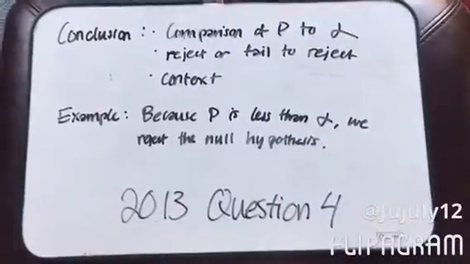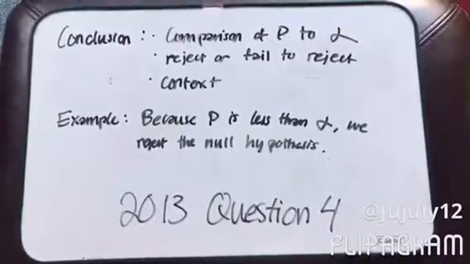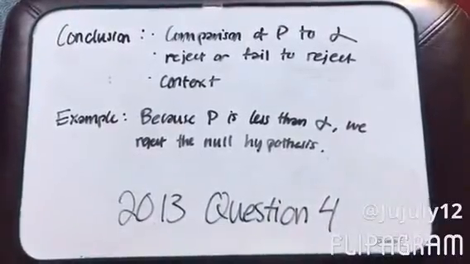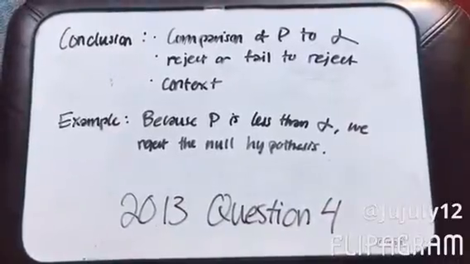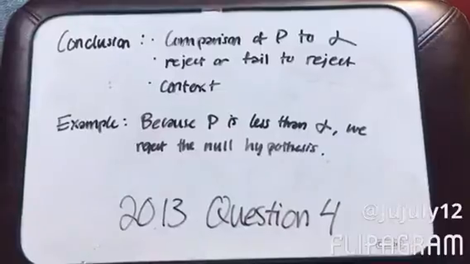For the conclusion, you need three things: comparison of the p-value to the significance level, reject or fail to reject the null hypothesis, and context. For example, you would say something like, because p is less than the significance value, we reject the null hypothesis.